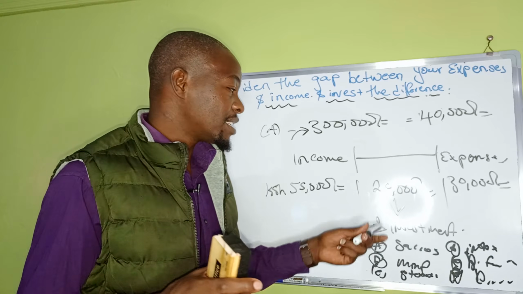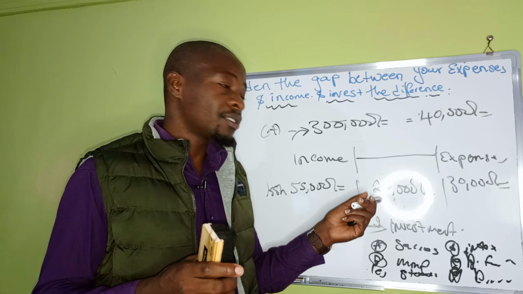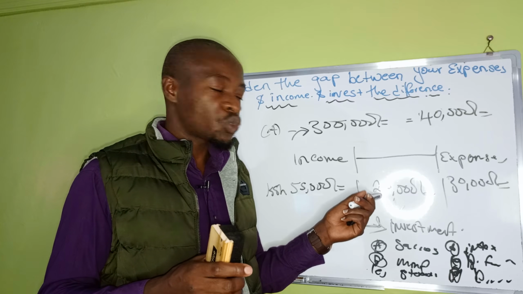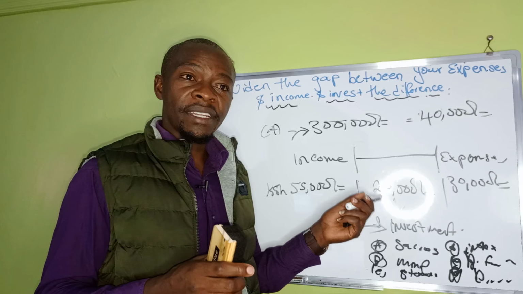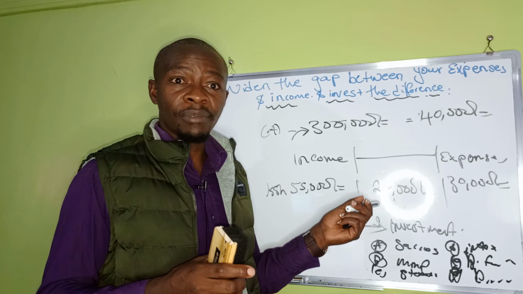400,000. Can you just imagine if you salvage this 20,000 in the same period of time? You're going to get yourself close to 800,000. So if you make that decision today, by the time you are going for the next general election, you're going to be talking about millions and what have you.